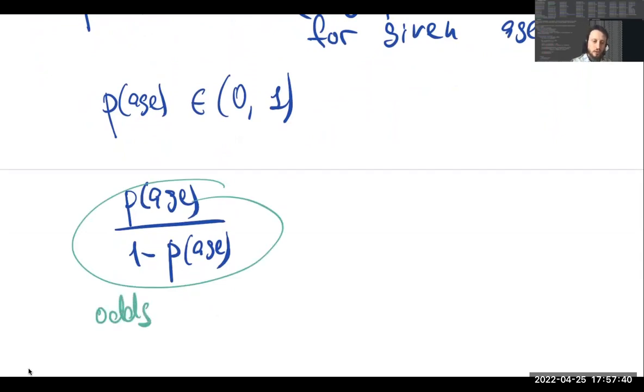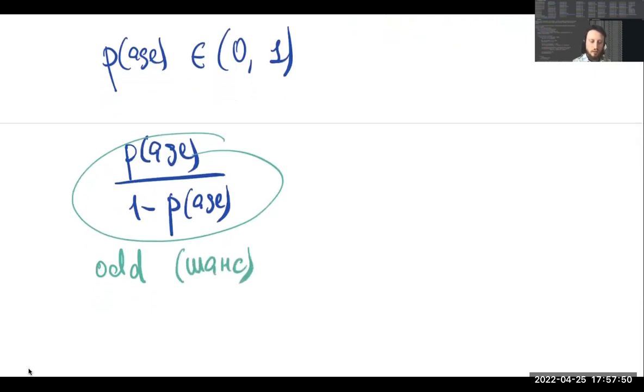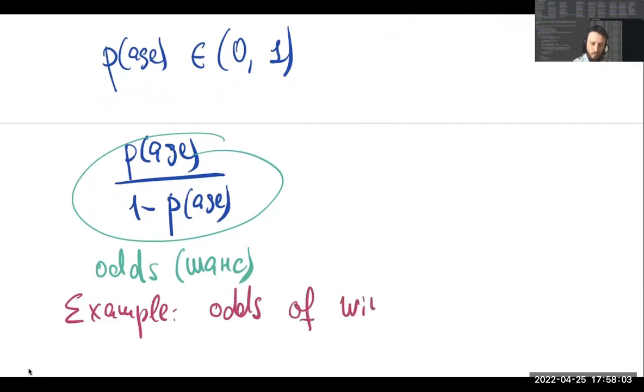You probably heard this word. In Russian, it is шансы. And you probably heard this word in the following example: odds of winning are 1 to 1. Шансы выиграть один к одному.